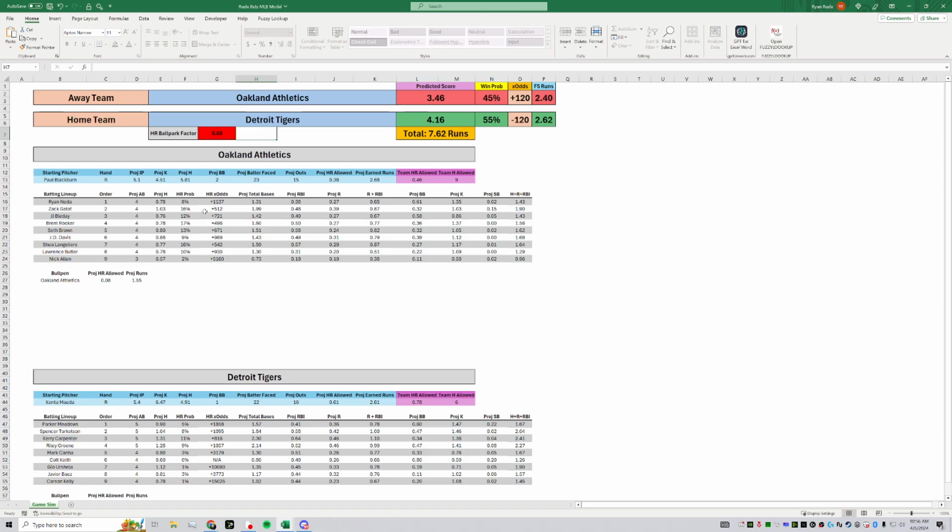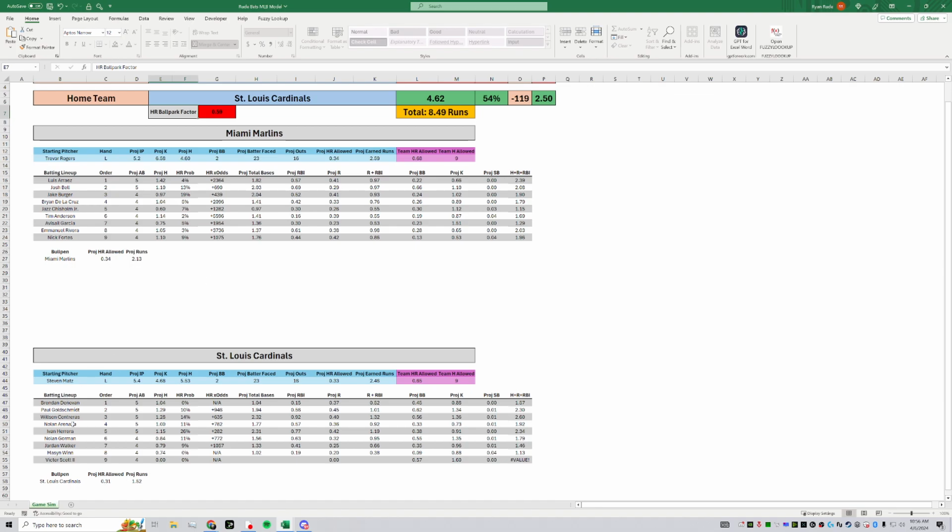So let's look at another game here real quick. Let's look at Miami versus the Cardinals, and let's see if we can find someone with a good home run prop. Nothing great. I guess Ivan Herrera, 26% chance. So you're looking at a plus 282 implied odds. So if you were to see Ivan Herrera at plus 500 on your book, you're getting some value there. That's kind of what I mean by looking for value based on our implied odds compared to the book.